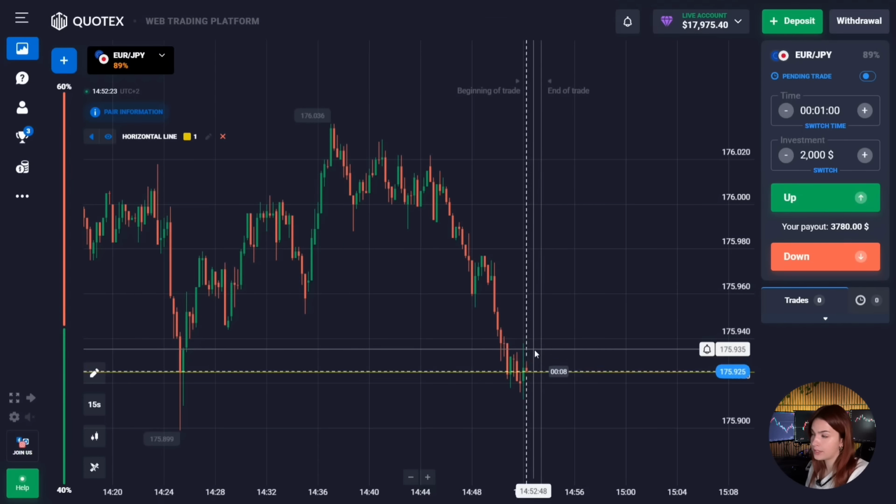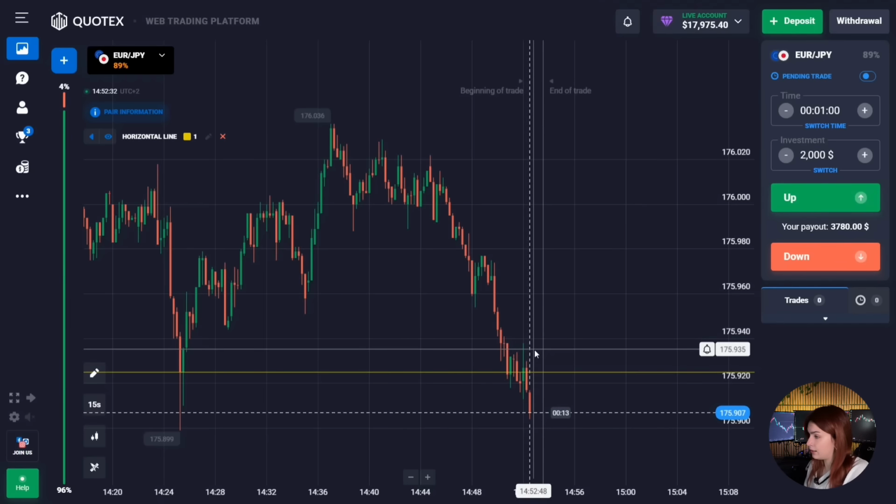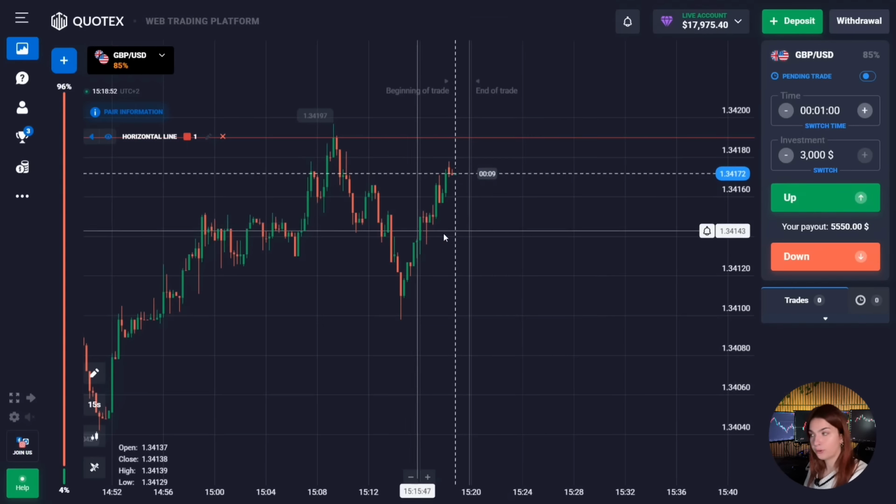Guys, there was a very small rollback upwards, but as we see now, the market is still dominated by a downtrend and the price continues to move down. Guys, there is a breakthrough of the support level, but the most important thing here, guys, is that we were able to earn money. So let's continue, guys. Okay, guys, our last deal.